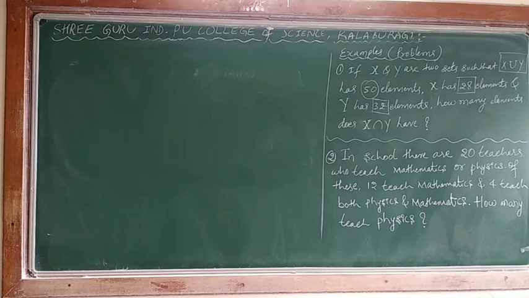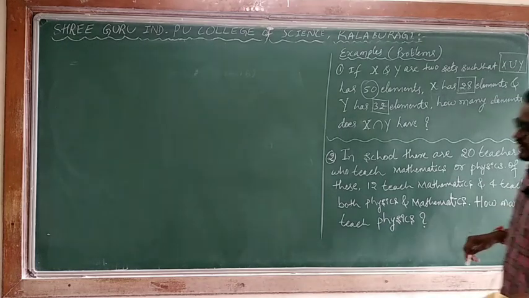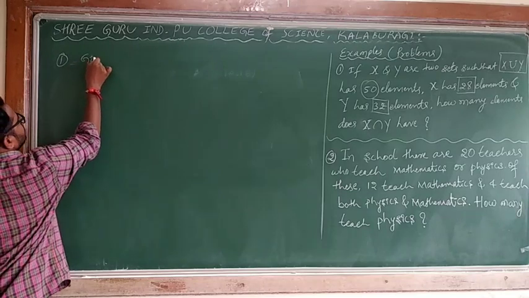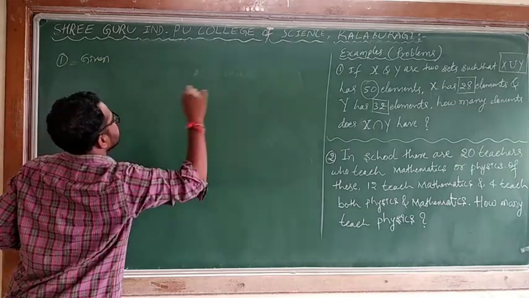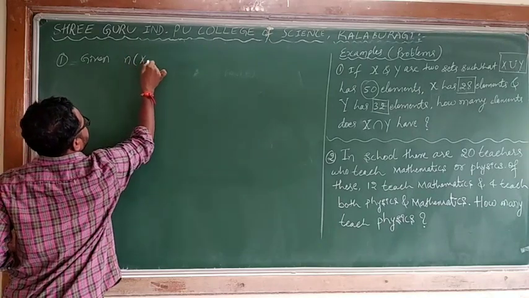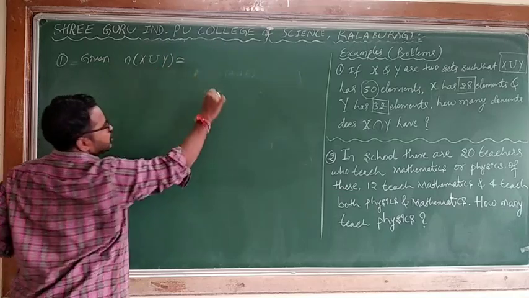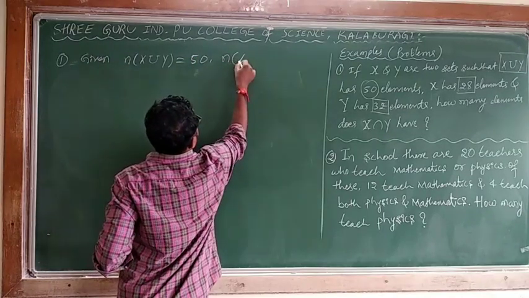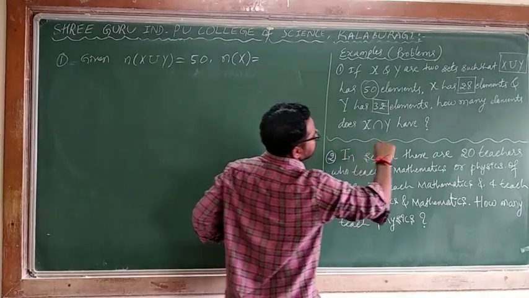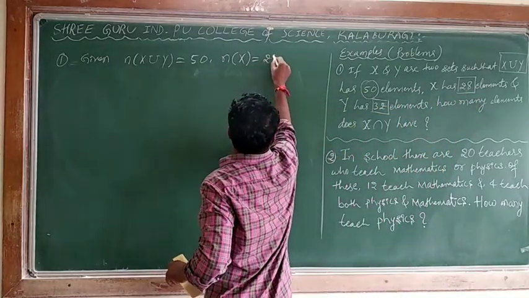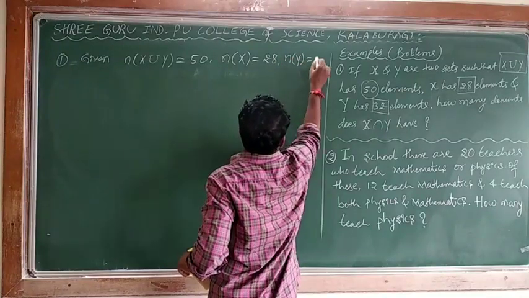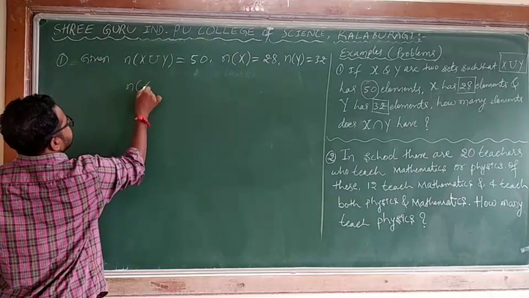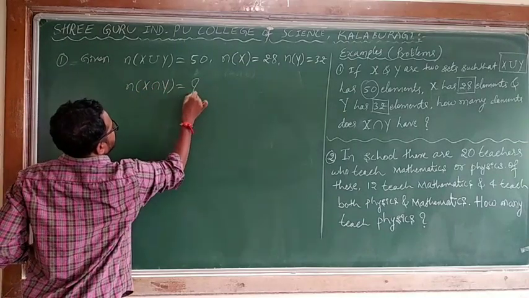It's simple. I will solve it. Okay. Now, first thing, according to this, I will write given. What is given? Using that problem, I can say number of elements of X union Y is given as 50 elements. And n of X, number of elements of X, is 28. And n of Y has 32 elements. What is being asked? n of X intersection Y is equal to what?